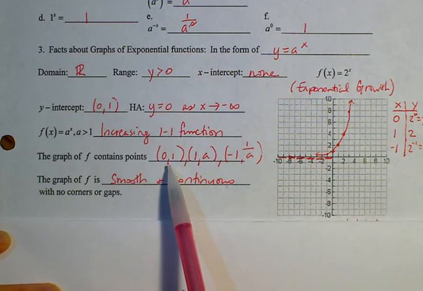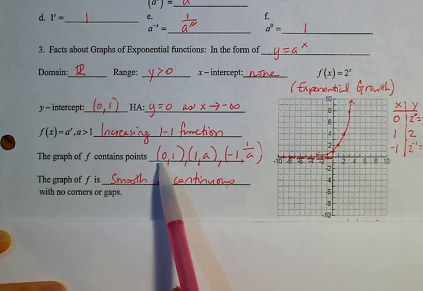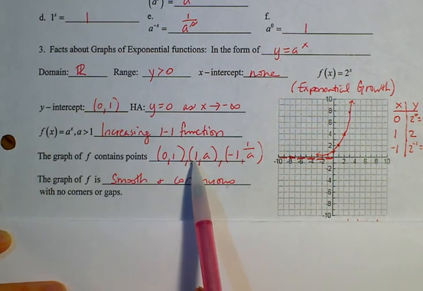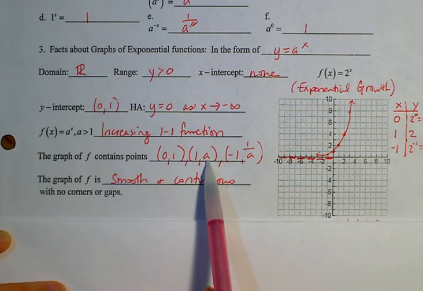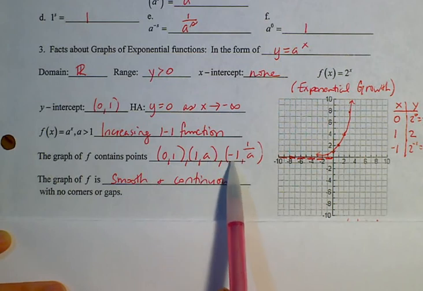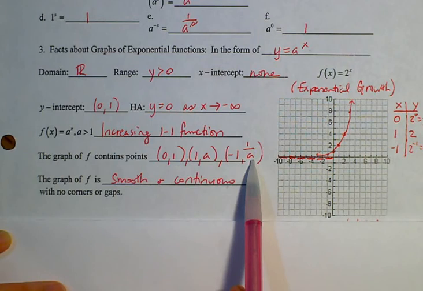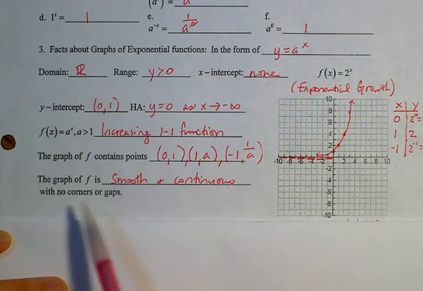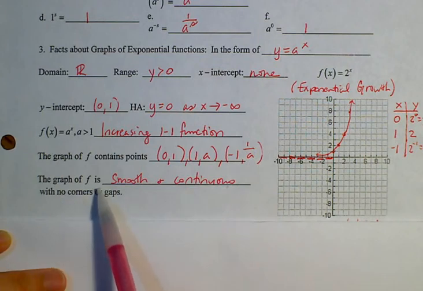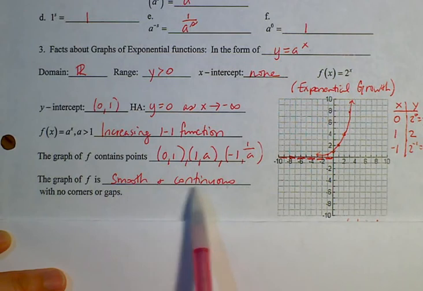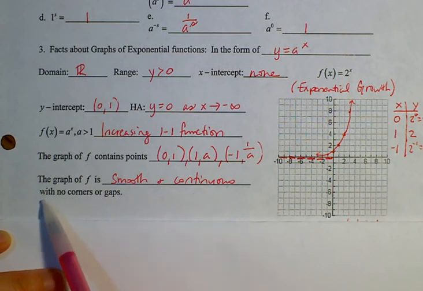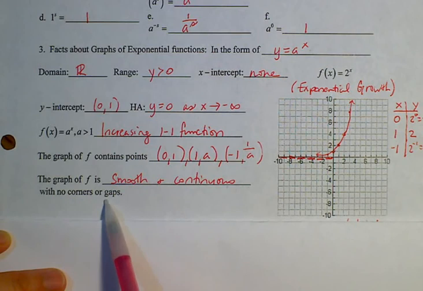And there are 3 key points on the graph. At 0, it's 1. At 1, it's going to be whatever the base is. And at negative 1, it'll be 1 over whatever the base is. And the graph of f is smooth and continuous, which means it also has no corners or no gaps.